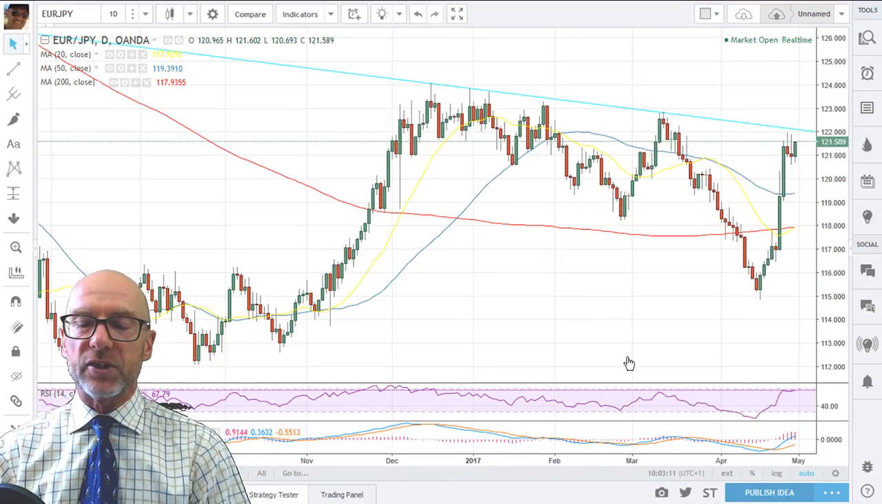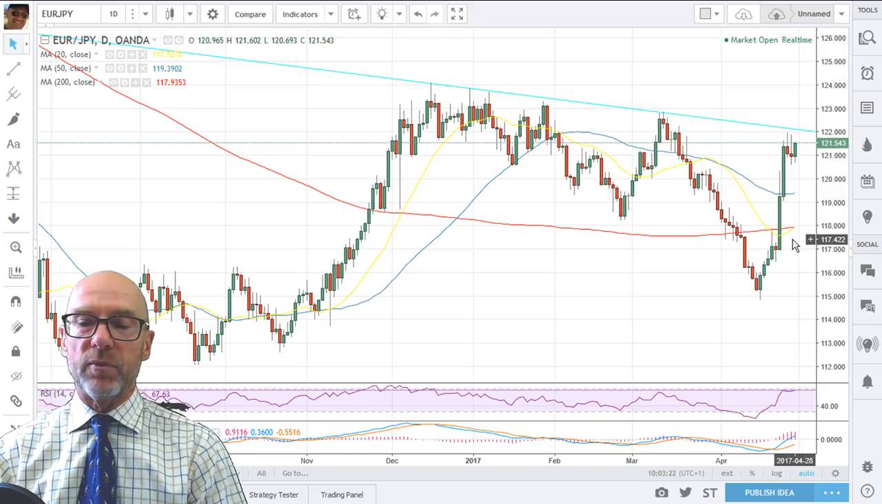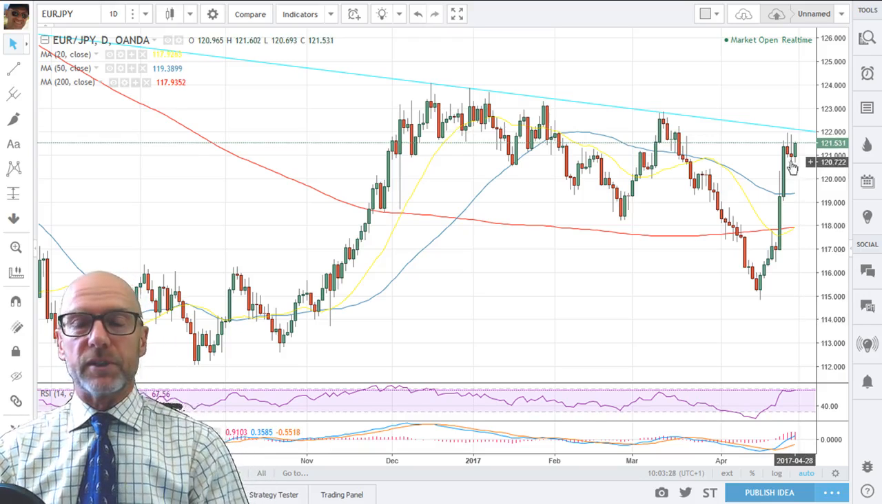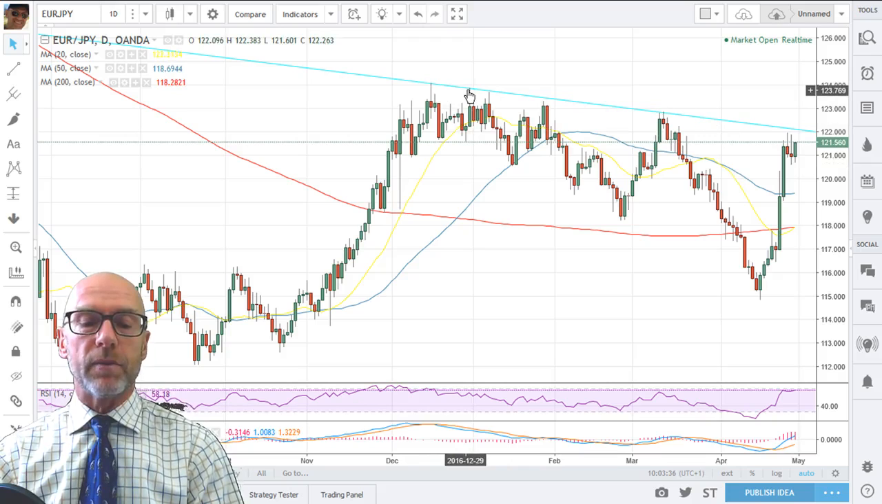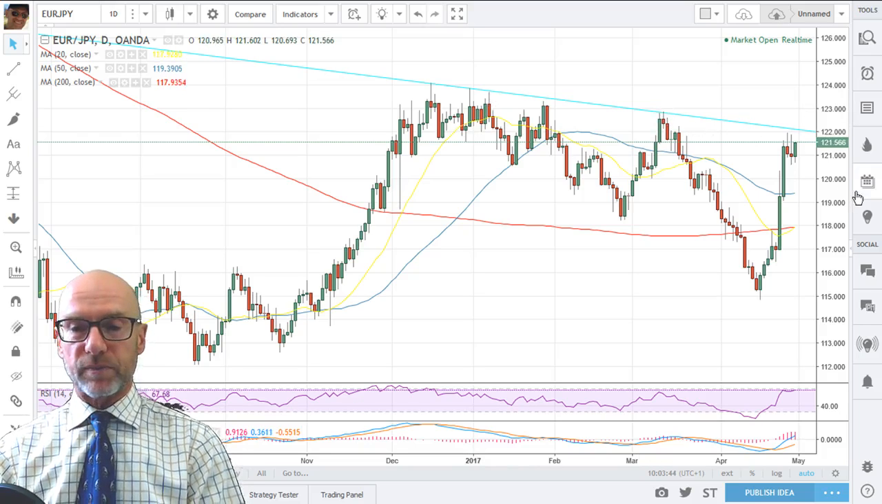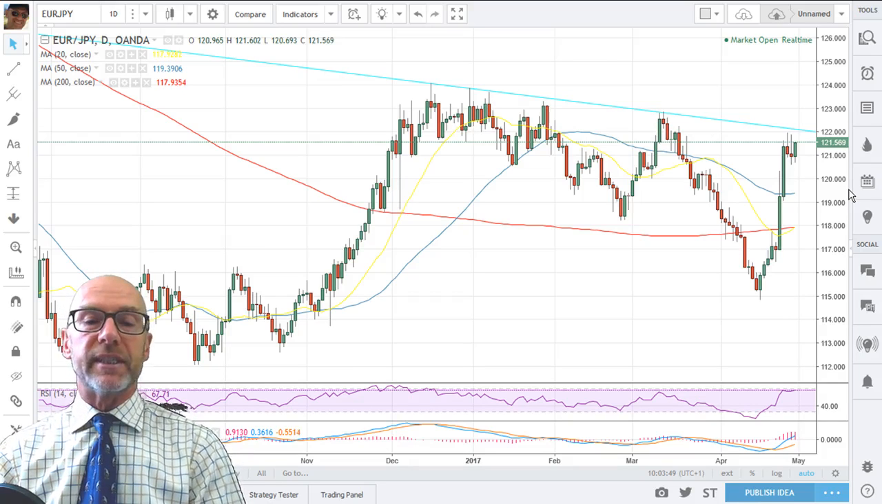On the daily, you can see the performance of the euro against the Japanese yen over the last 10 days. It's gone through all its resistance levels and through the moving averages and has been a spectacular performer. However, you can see that I've drawn the downtrend line from the peaks that we've seen on the 15th of December, 29th of December, carrying on 9th of Jan and then through the 10th of March. And we're not yet above that line. So that characterizes the downtrend.